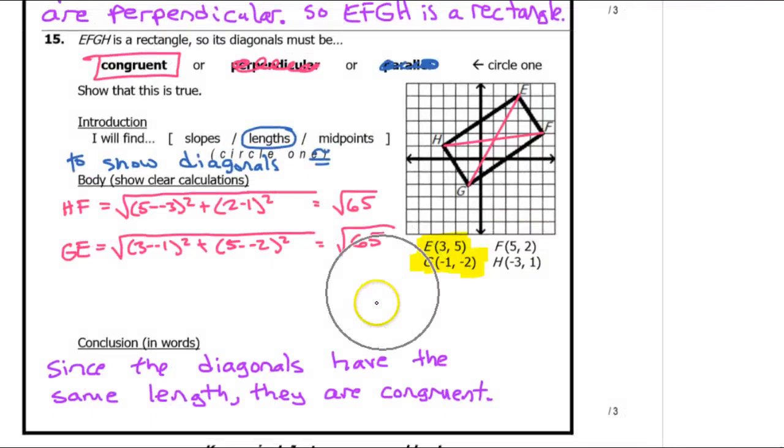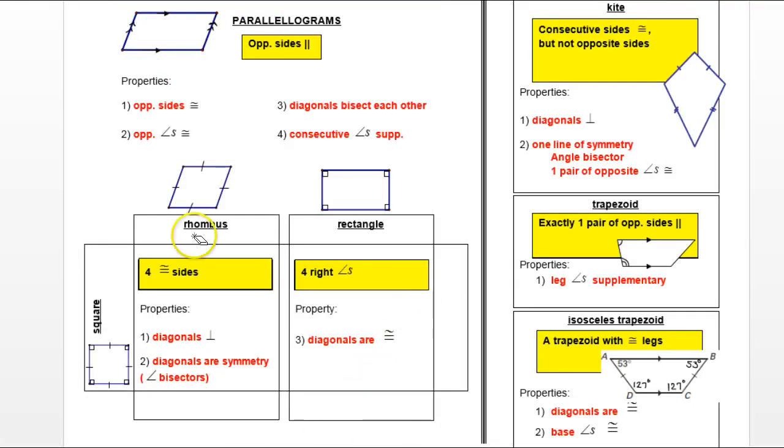All right, and that's a full little proof of this special property of a rectangle. Just one more time, I cannot emphasize this enough. It's important that you have the definitions and properties of these 7 shapes memorized.